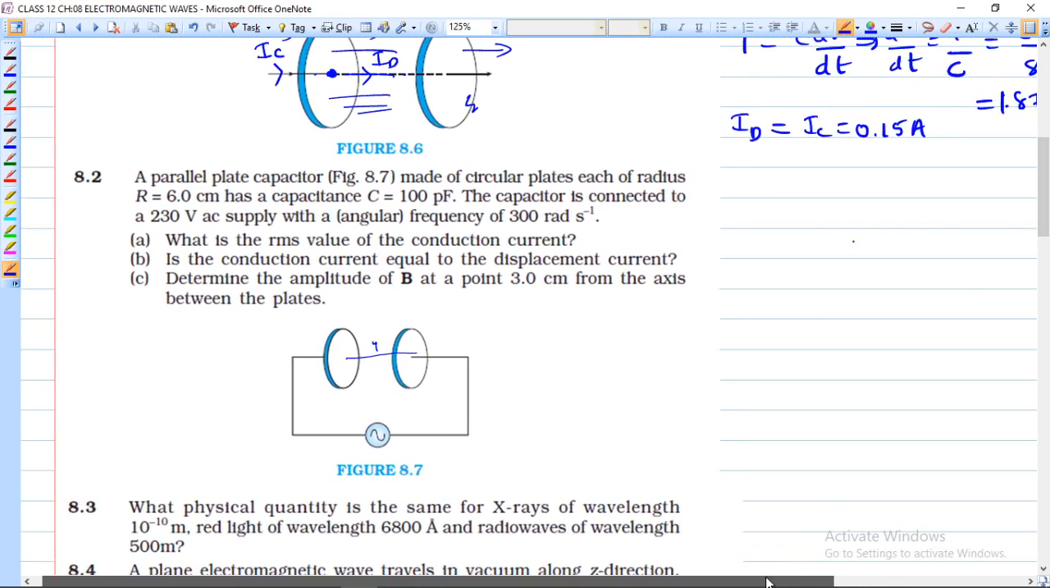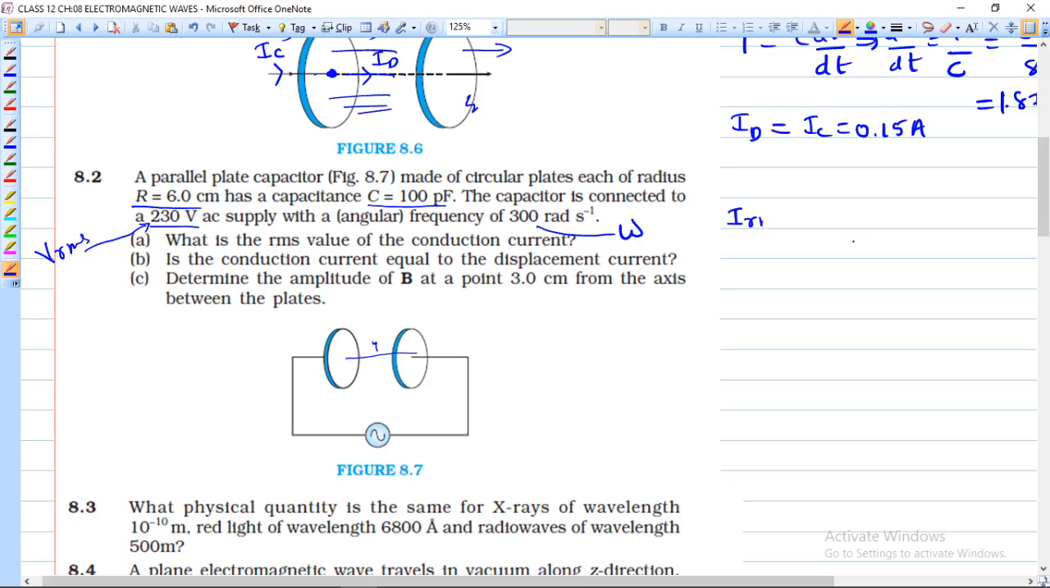This is 8.2. What is given? A parallel plate capacitor, see figure 8.7, made of circular plates, each of radius 6 centimeter. Radius is given. Capacitance is given, and the capacitor is connected to a 230 volt AC supply. Vrms is given. Students, what is given? Vrms supply with angular frequency 300 radian per second. So omega is given. What is the RMS value of conduction current? What is asked? What is the RMS value of conduction current?